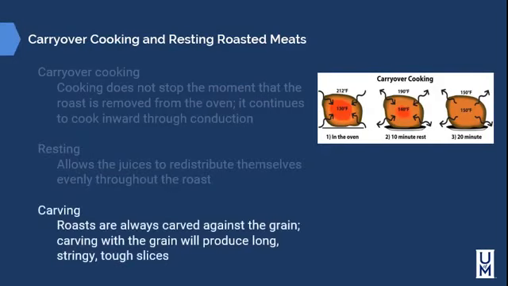Carving is the process where roasts are always carved against the grain. This is slicing thin slices. We want to carve against the grain or across the grain to shorten that grain of muscle, that long strand of muscle. If we try to chew a long strand of muscle, it's going to be like chewing, well, shoestrings. We want to cut those shoestrings into smaller pieces so that it will chew much more easily.